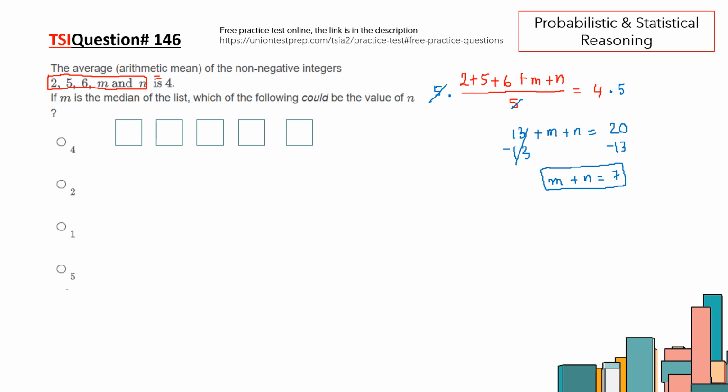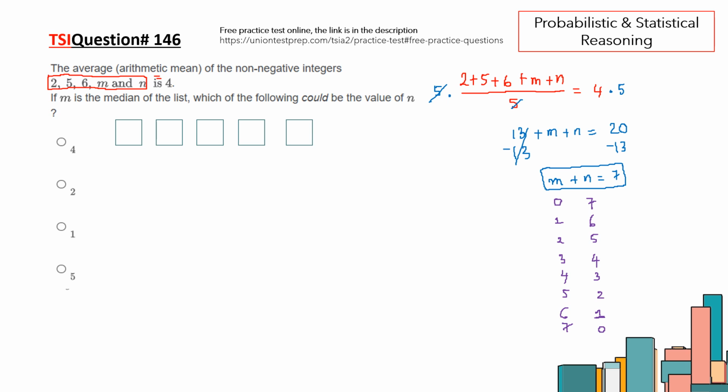between m and n, and we list all the possible outcomes. If m equals 0, n equals 7. Then m goes 1, 2, 3, 4, 5, 6, 7, while n reduces 6, 5, 4, 3, 2, 1, 0. So they go as pairs, and their sum will be 7.